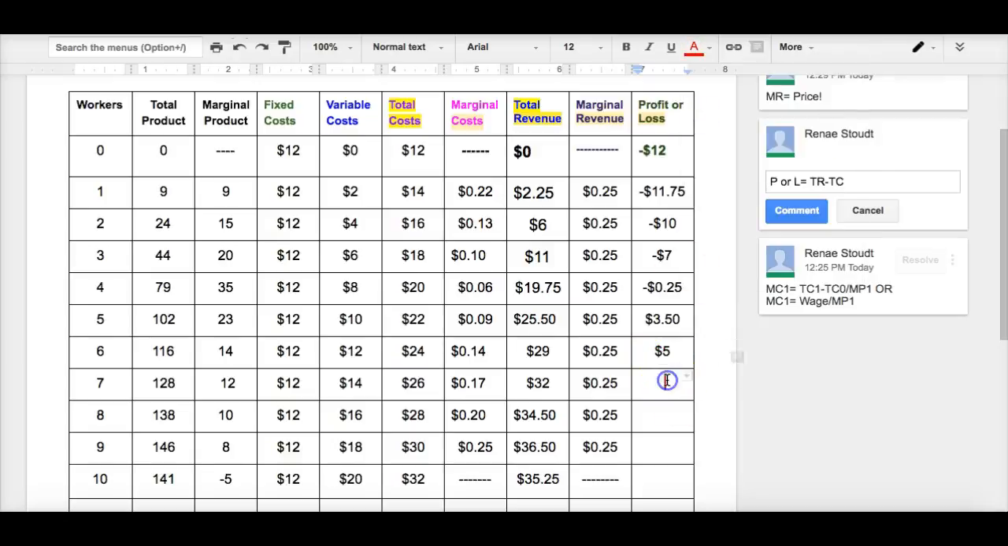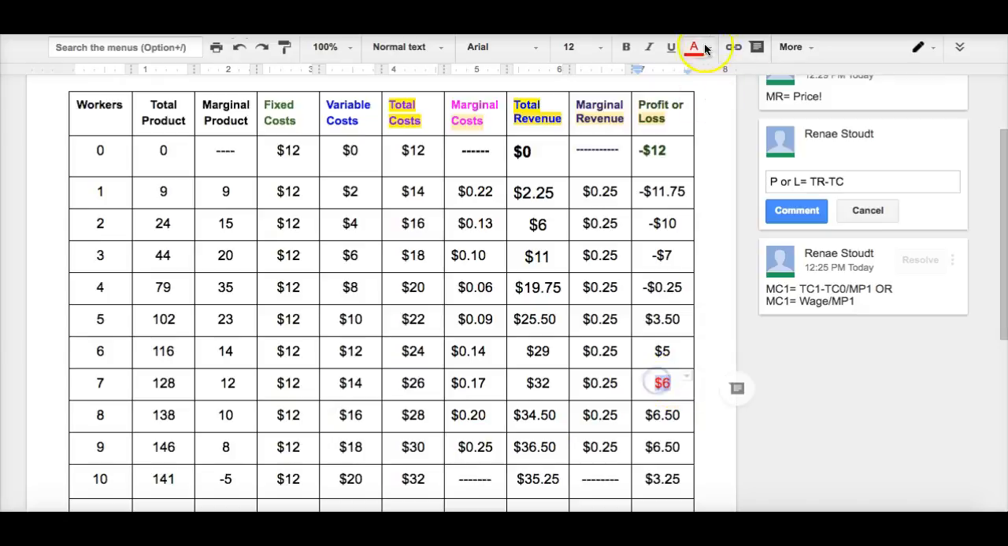Okay, at 7 workers, we're subtracting 32 minus 26, so we are making $6. Again, red. I'll fix it at the end. At 8 workers, we are subtracting 34.50 minus 28, so this is going to be a profit of $6.50. At 9 workers, we're subtracting 36.50 minus 30, so again, this is a profit of $6.50. And at 10 workers, we're subtracting 35.25 minus 32, so this is a profit of 3.25.